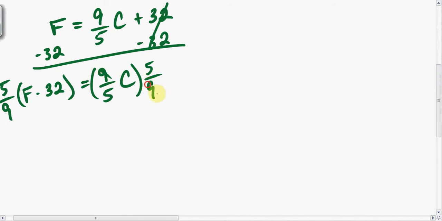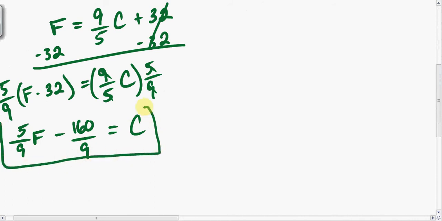The 9's here cancel, as well as the 5's. So we're really just left with our C. 5/9 times F is 5/9 F minus 5/9 times 32. 9 and 32 don't share a common factor, unfortunately. So we're going to say 5 times negative 32 is negative 160 over 9. So our formula is 5/9 F minus 160 over 9 equals C.